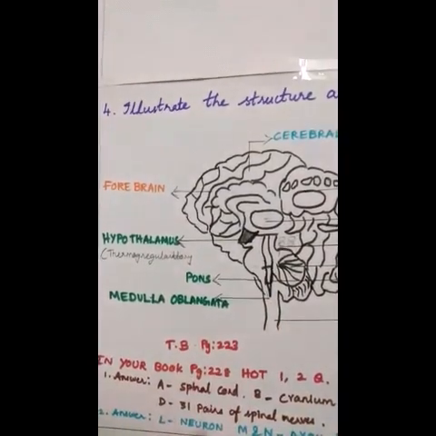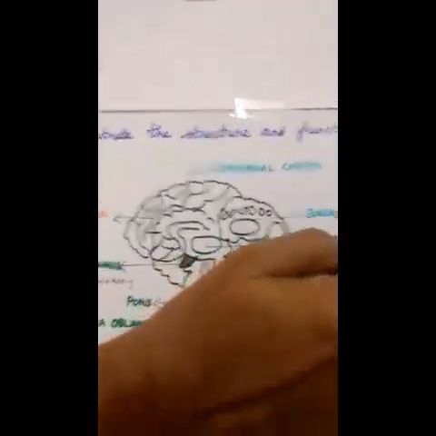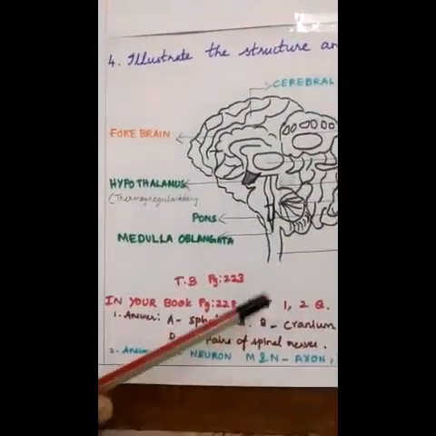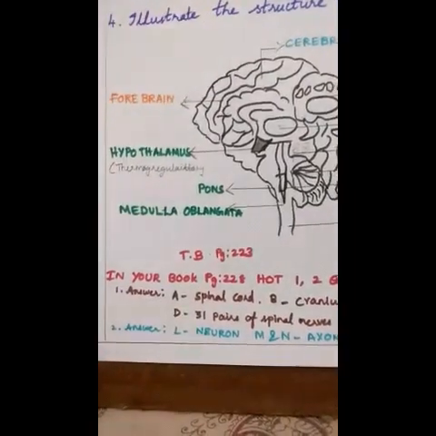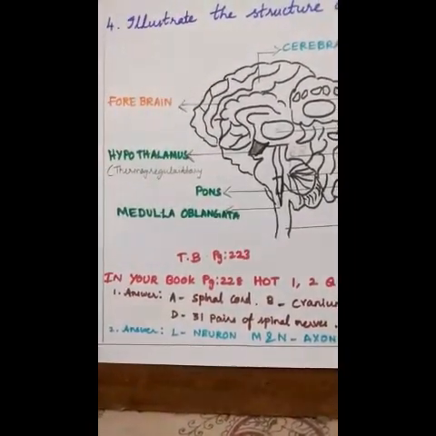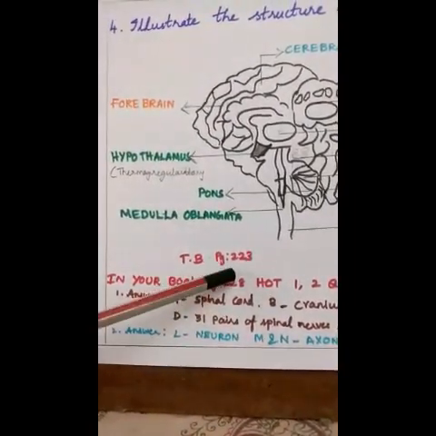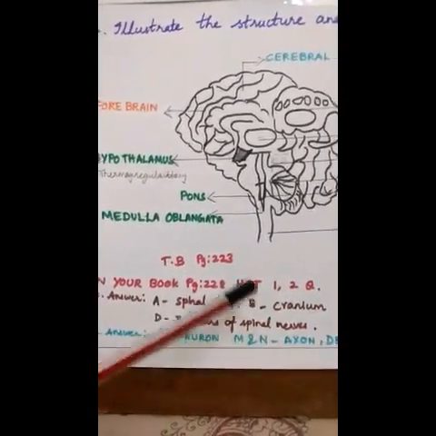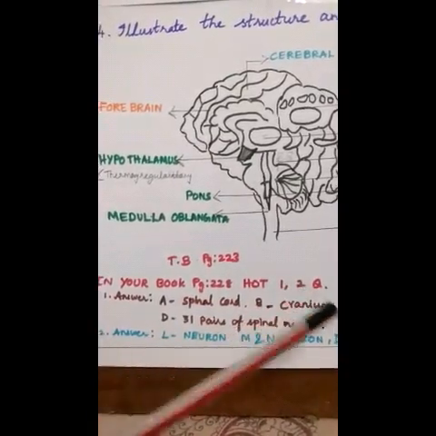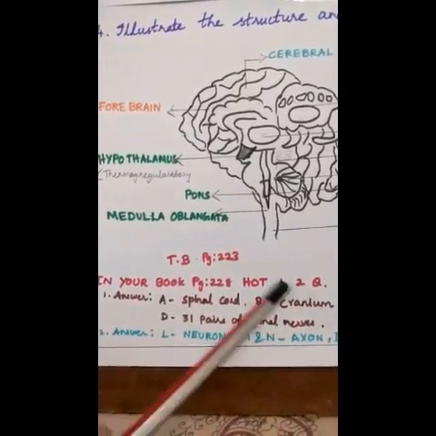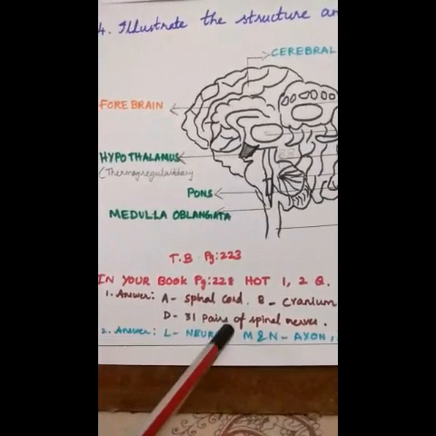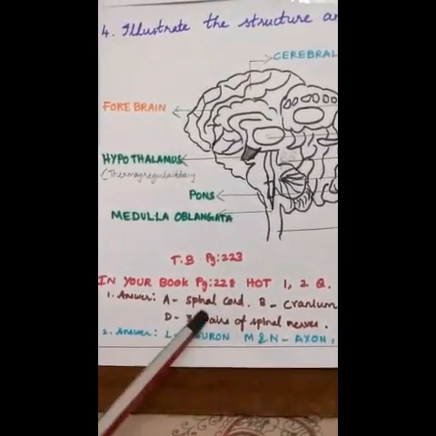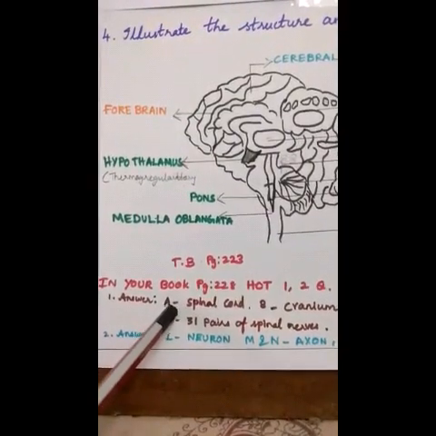Then the functions of the brain are asked in your book, in the table column, page number 223. Brain, they wrote the functions. You study that thoroughly. Then in your book, page number 228, higher order thinking questions, the first and second questions are there. You study those 2 questions well. They will ask you those, so take the answer and write it properly.